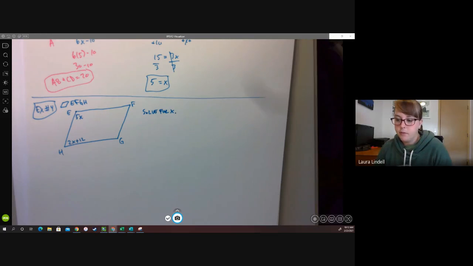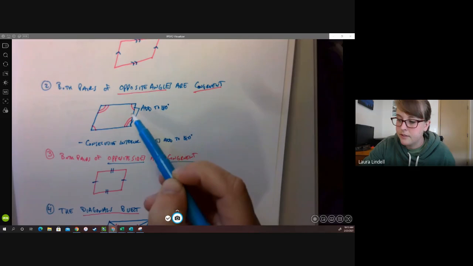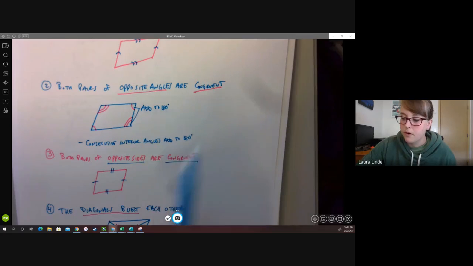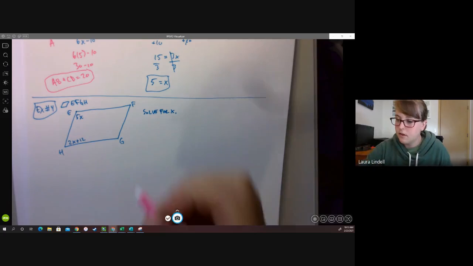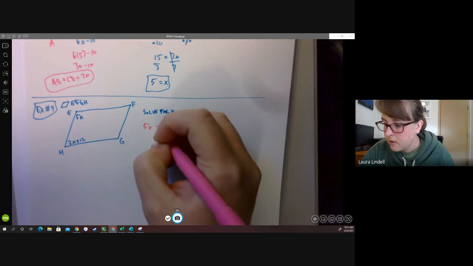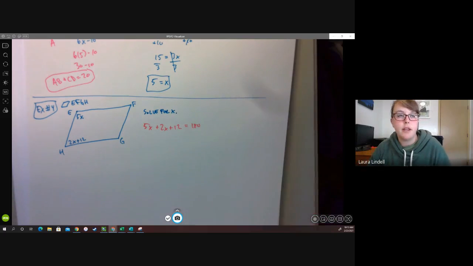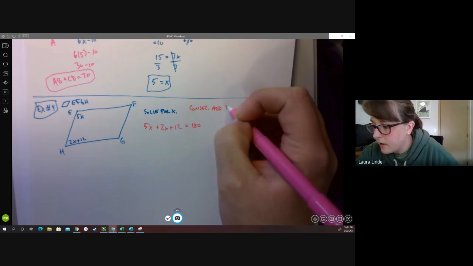All right, together they will equal 180 degrees. Yeah, because that's the case where they're consecutive angles. Remember back to our second property, we had both pairs of opposite angles are congruent, but consecutives add to 180. So these would be consecutives, not opposite corners. So that means we need to add them and set it equal to 180. So 5x plus 2x plus 12 equals 180. Because they are consecutive, add to 180.